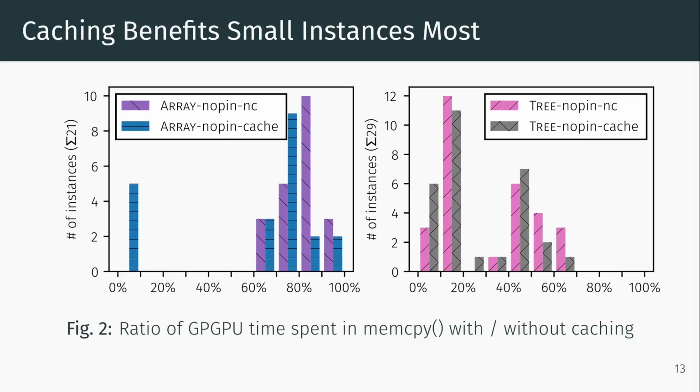I'd like to especially point your attention to the blue bar on the left that shows that now a portion of instances spends less than 10% of their runtime in memcopy. So these are the near ideal cases I was talking about earlier. But we also see a general shift towards a lower ratio of runtime spent in memcopy with the larger instances. The same is true with the tree data structure, which already is more space efficient, but again we see a general shift towards a lower ratio spent in memcopy.